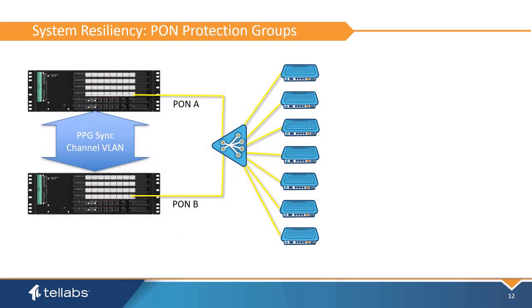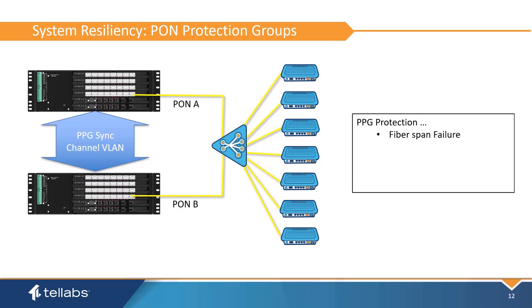PON protection groups can be created to deliver uninterrupted service to the PON splitter by providing a primary and a secondary PON port connection. This will provide a protection situation for the PON port should a failure arise. PON protection groups protect against fiber span failure, PON transceiver failure, PON card failure, OLT failure, and OLT isolation.